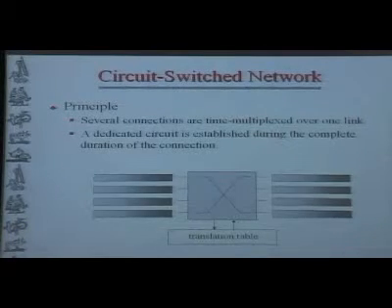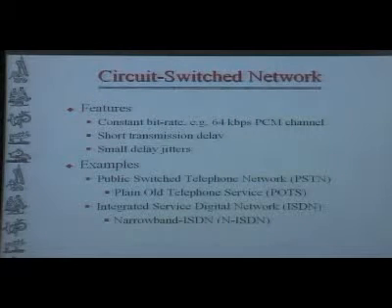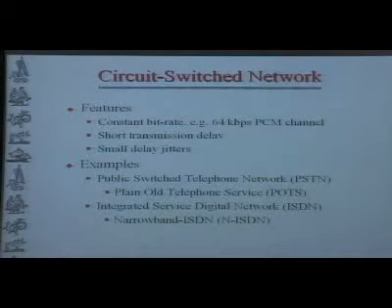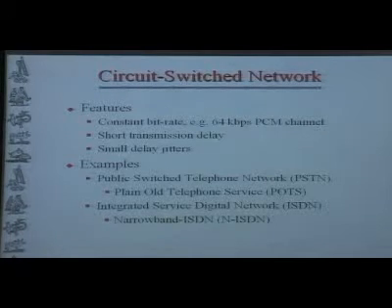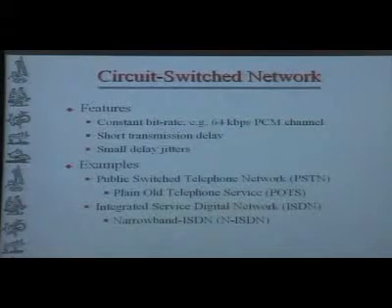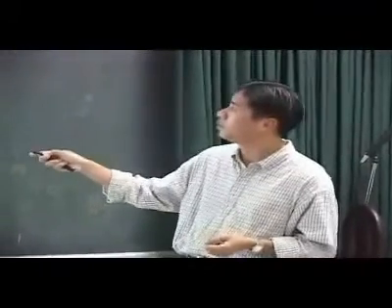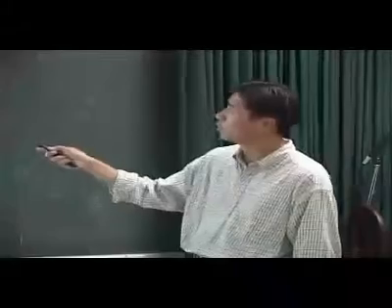So this is some of the features. Certainly with a dedicated line, you can afford to have a constant bit rate. Right? You have a dedicated line, okay? You own the line, so you can do whatever you want to do with it, okay? And it depends on the implementations. You get a certain amount of bit rate. Okay, so for example, a 64 kilobits per second PCM channel, pulse code modulation channel.